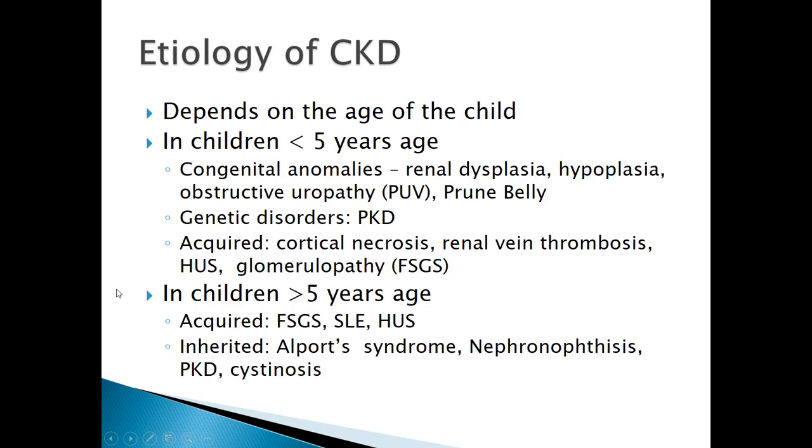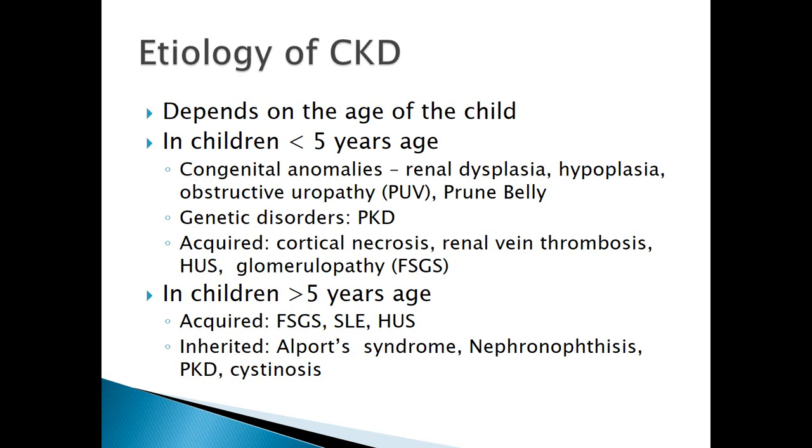So CKD, the etiology of it really depends on the age of the child, right? If you have a very young child, you start thinking of things like congenital anomalies of the urinary tract, like renal dysplasia or hypoplasia, obstructive uropathy, like posterior urethral valves in males, something called prune belly syndrome. You think of genetic disorders like polycystic kidney disease, or acquired disorders like cortical necrosis if there was a difficult delivery, renal vein thrombosis, infants of diabetic mothers, for instance.